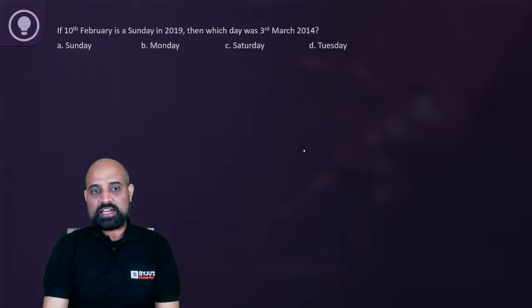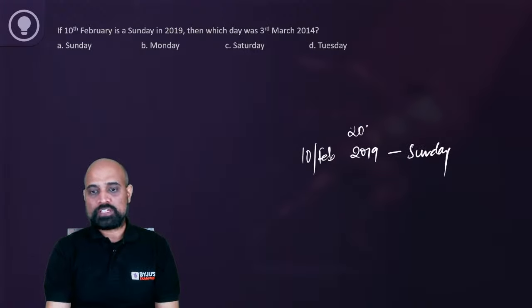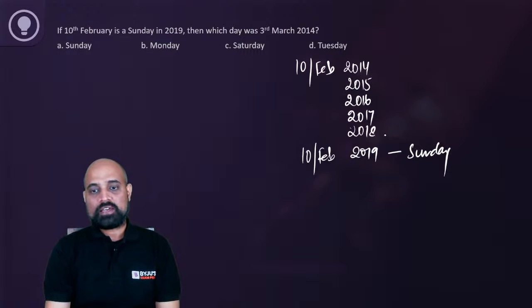So it's given that 10th of February 2019, this is a Sunday. So what we have to do is go to the previous year 2018, go to the previous year 2017, previous year 2016, previous year 2015, previous year 2014. So 10th Feb तक तो हम यहाँ तक जाएंगे. And while we are moving, we are not going to check the leap year.